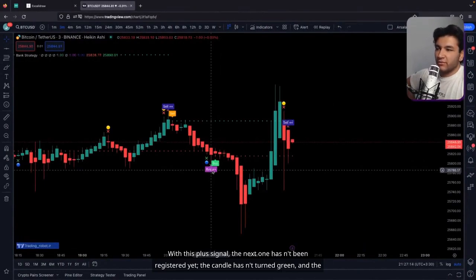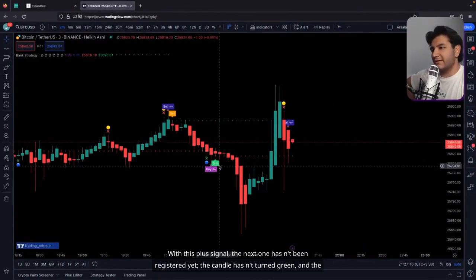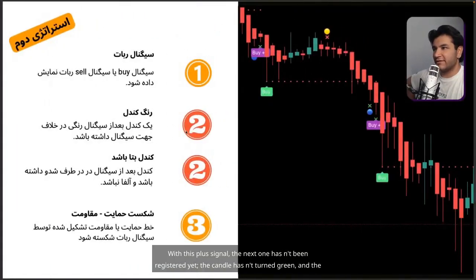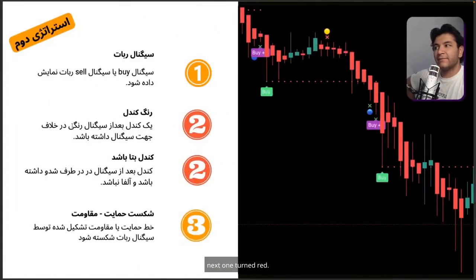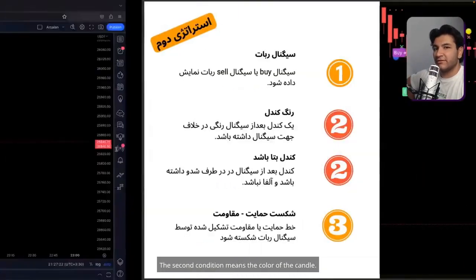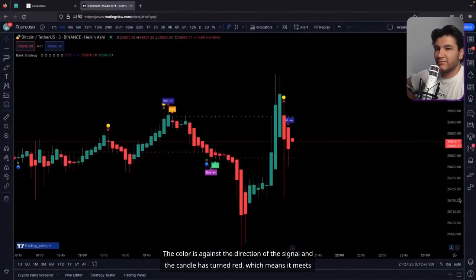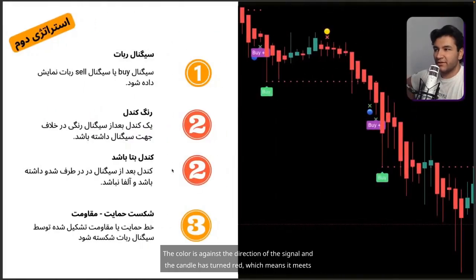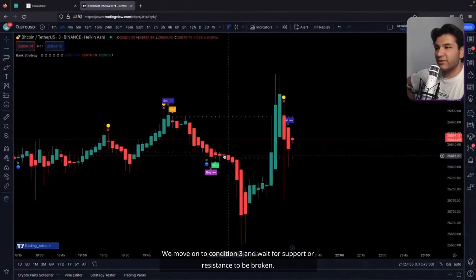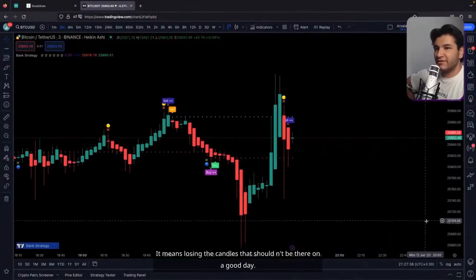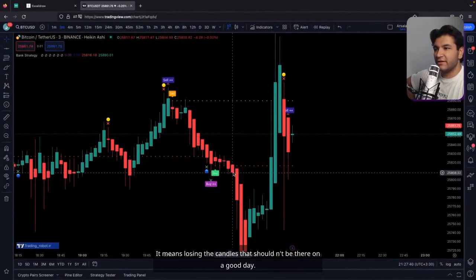With this plus signal, the next one hasn't been registered yet. The candle hasn't turned green, and the next one turned red. The second condition means the color of the candle. The color is against the direction of the signal, and the candle has turned red, which means it meets condition 2. One of these two conditions has to be met. We move on to condition 3 and wait for support or resistance to be broken. What does breaking mean? It means losing the candles that shouldn't be there on a good day.